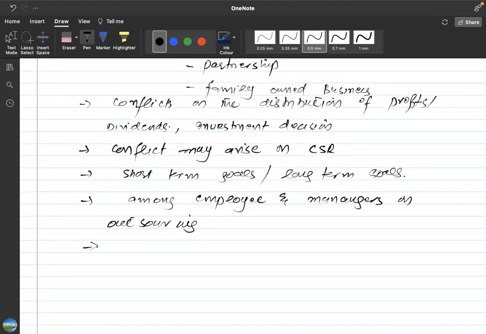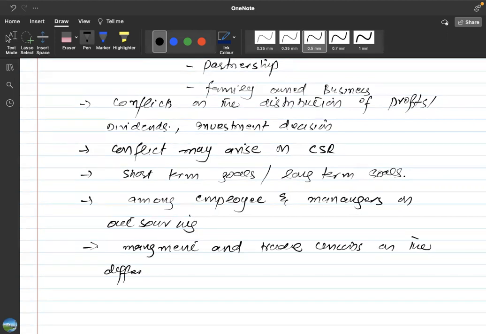The conflicts may also arise among the management and the trade unions on the different payment methods. For example, wages, salaries, performance related pay, and so on.